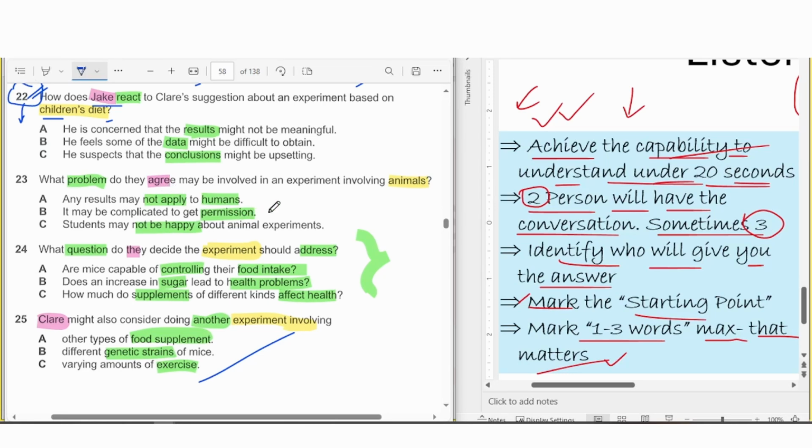Next, are they facing a problem about taking permission? Are they facing a problem like animals, students? The students may not be happy, not them, students. So happiness, is it the problem? Happiness is the problem or not?